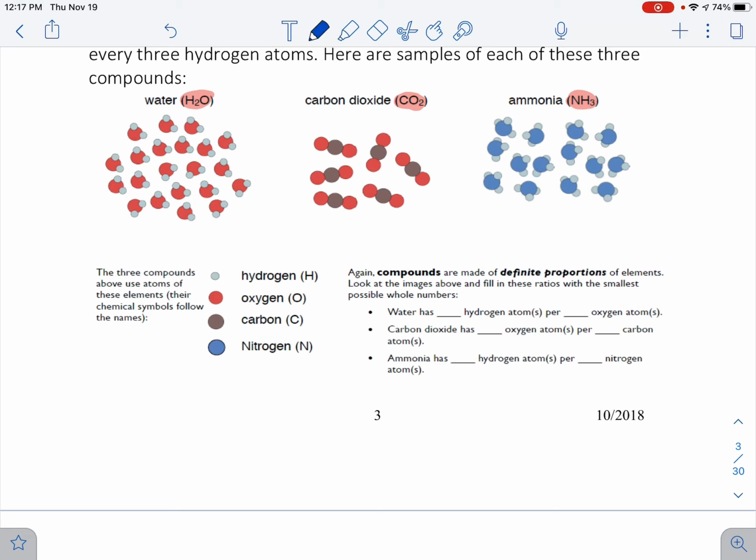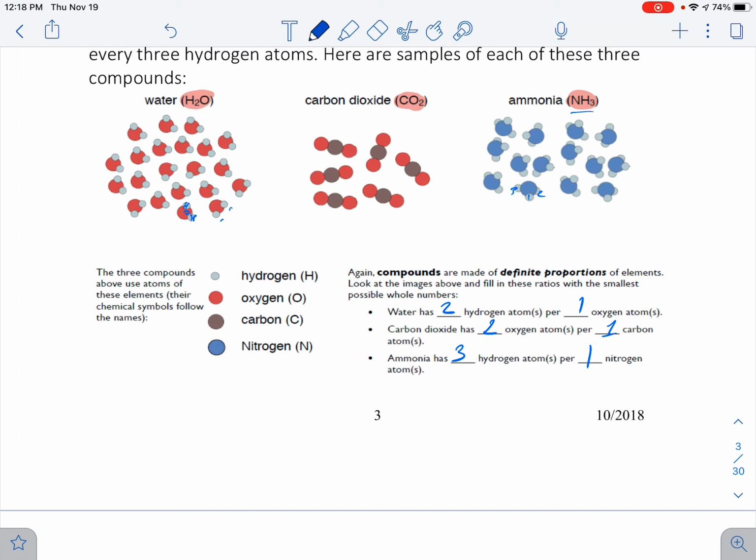So let's look at the water. Here, the water has 2 hydrogen atoms, 1, 2, per 1 oxygen atom. That's the oxygen here, and these are hydrogen. The carbon dioxide has 2 oxygens per 1 carbon. And then ammonia has 3 hydrogens, 1, 2, 3, for the 1 nitrogen.